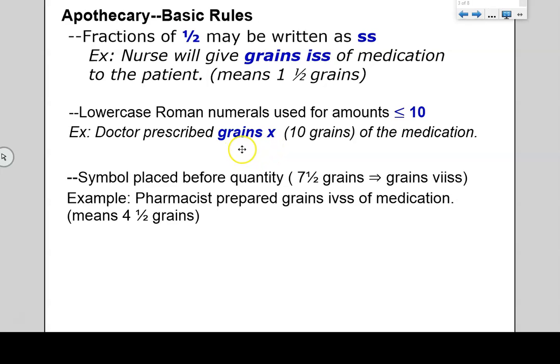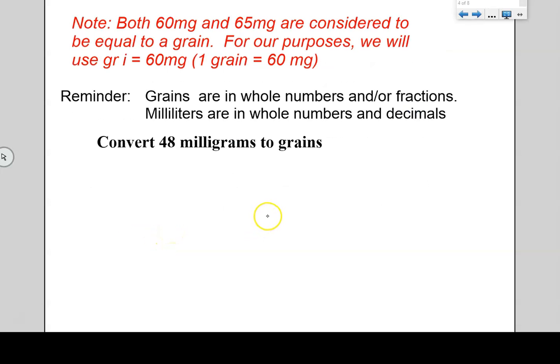And then you might notice it seems like everything is written backwards with the number listed second. That is another basic rule that's followed with apothecary. Instead of writing the number before the unit, they write the unit first and then the number. So for example, instead of writing 7.5 grains, it'd be written grains VIISS. Or in this example, where it has grains IVSS, the IV means 4 and SS means 1/2, so that translates into 4.5 grains.